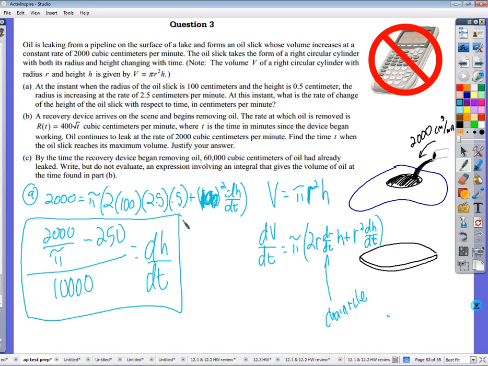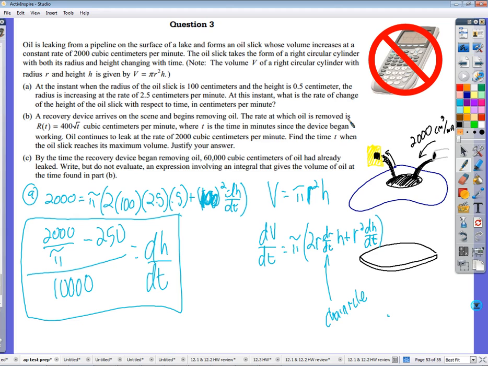Okay, so we don't know when it comes, but some device that I imagine to be yellow for some reason, down there. Okay, so they put a hose in there, and then it starts to suck oil out, right, and into a truck or something. I don't know. So it starts to pull oil out, and this is the function that tells you, at any time, the rate at which the oil is removed.